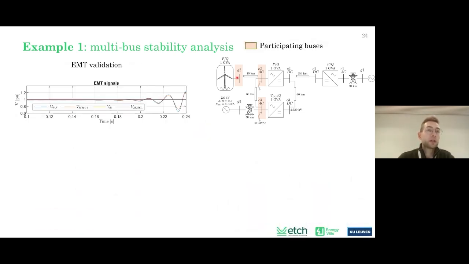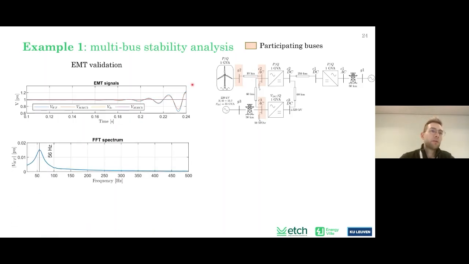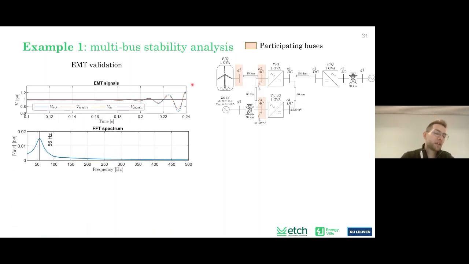If we do an EMT simulation, build the system in an EMT tool and perturb the system, then we see we have undamped oscillation in generation buses. And we see that the undamped oscillation is 56 Hertz. We can really see that PowerImpedance accurately predicts this instability in this system.